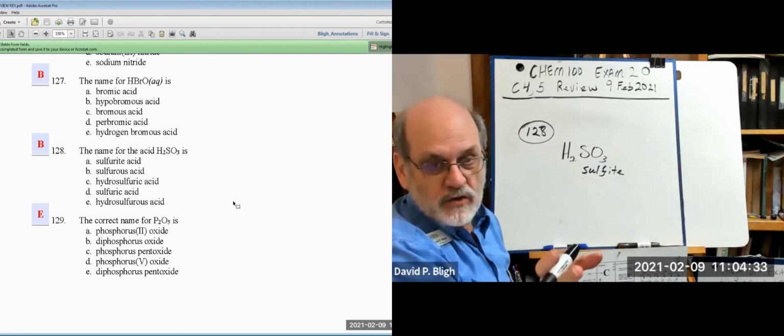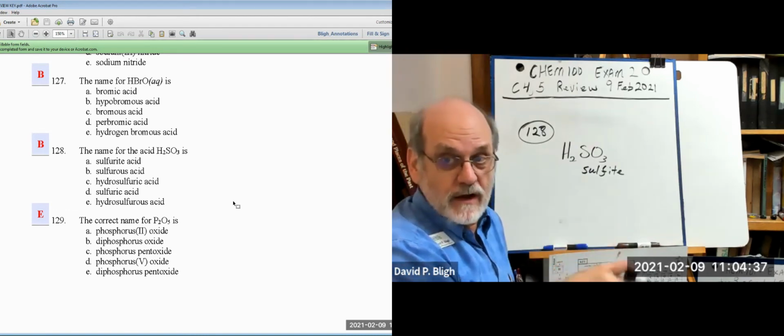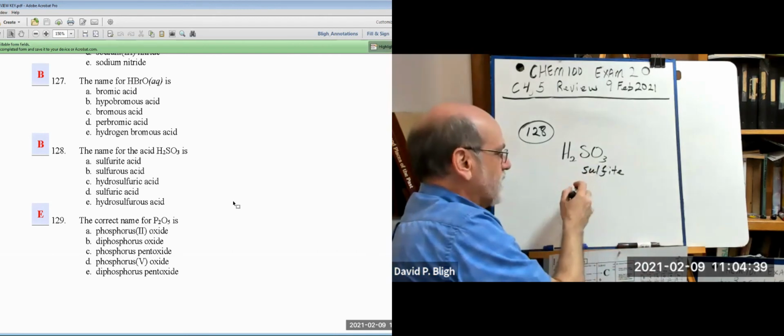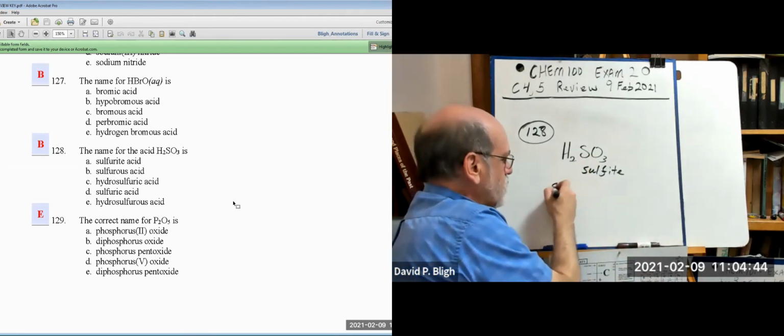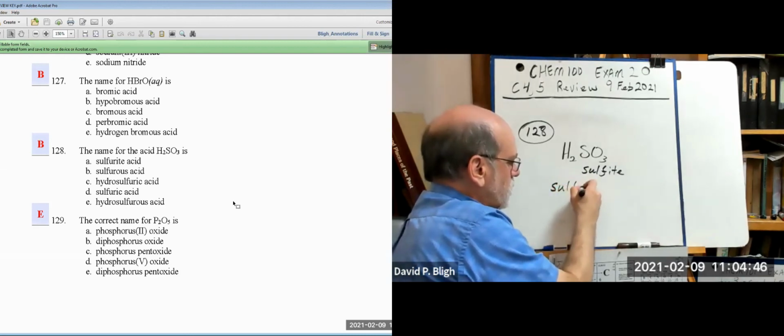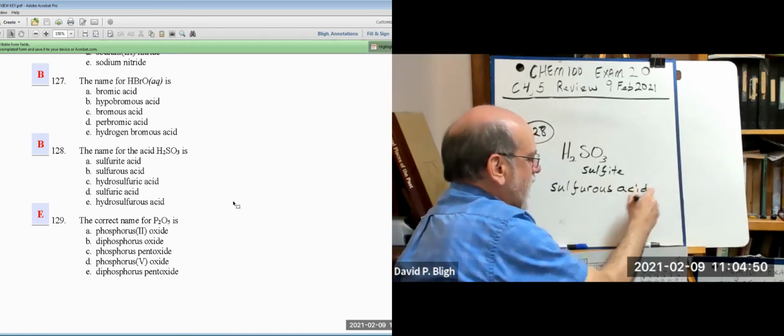But that's not one of the choices. It's being named as an acid, so that should tell you that you got to go for the acid form. So this has oxygen. So you don't say hydro. You just say sulfurous acid.